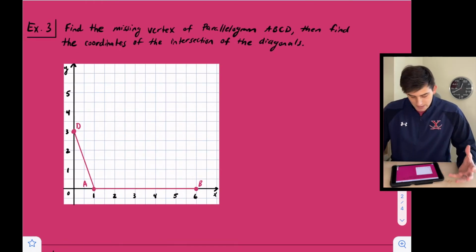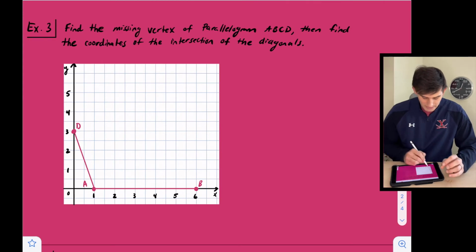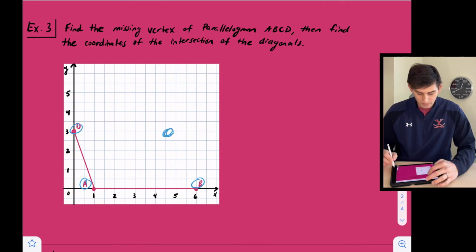The first one here, example 3, tells us to do 2 things. Find the missing vertex of parallelogram ABCD, then find the coordinates of the intersection of its diagonals. So if it's parallelogram ABCD, we have A, B, and D. So we know that vertex C must be somewhere over here. Okay, so now how can we figure this out?